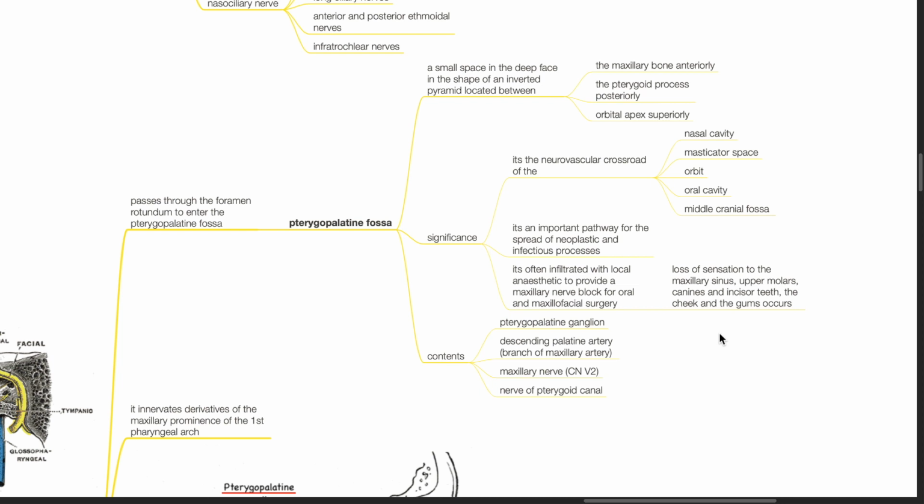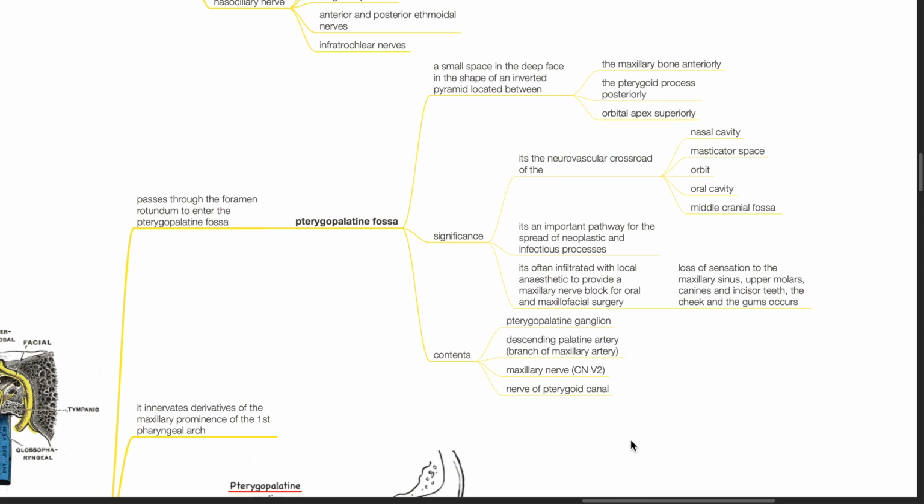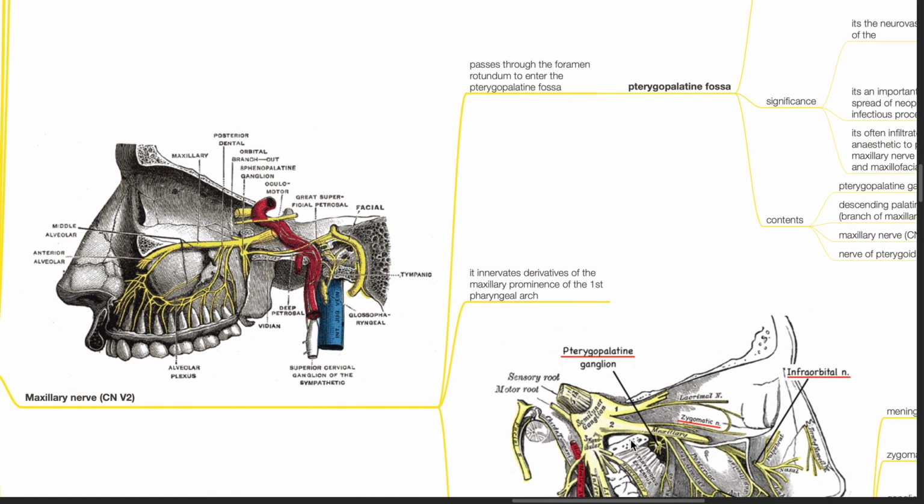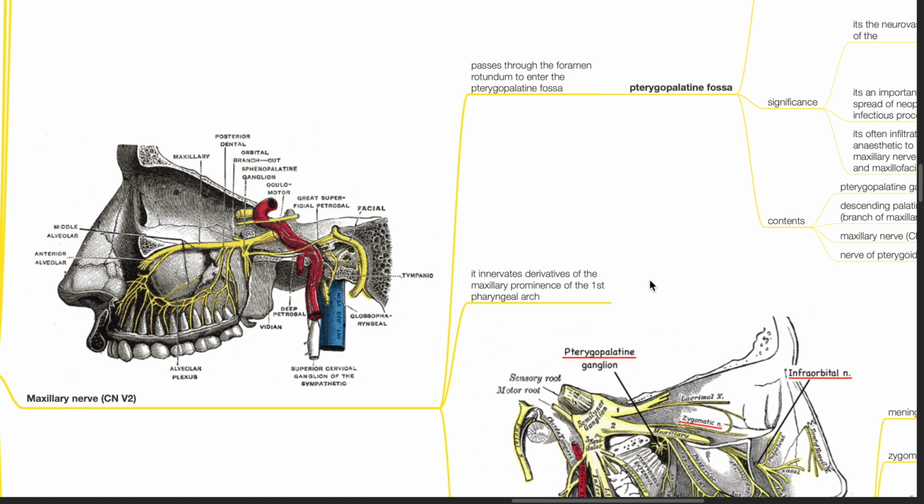Contents of the pterygopalatine fossa include the pterygopalatine ganglion, the descending palatine artery, which is a branch of the maxillary artery, the maxillary nerve, cranial nerve V2, and the nerve of the pterygoid canal. The maxillary nerve innervates derivatives of the maxillary prominence of the first pharyngeal arch.